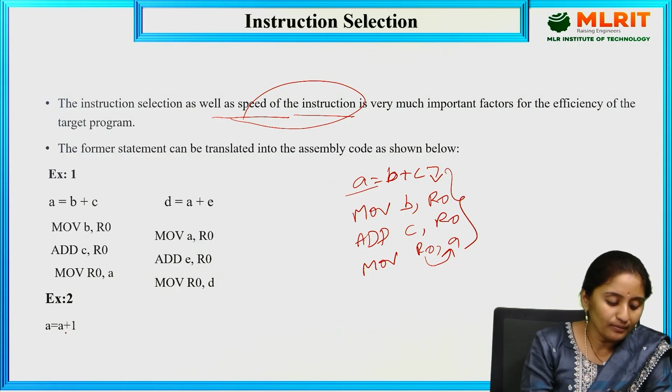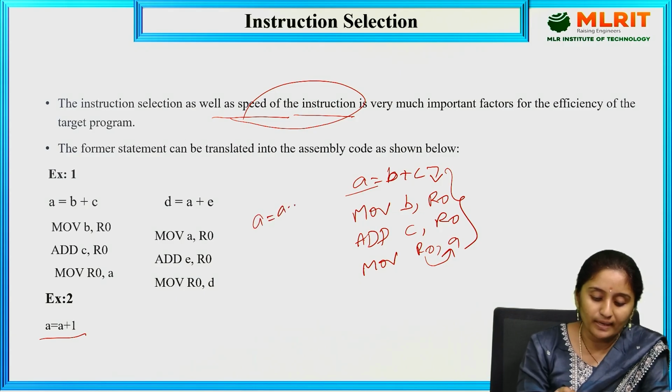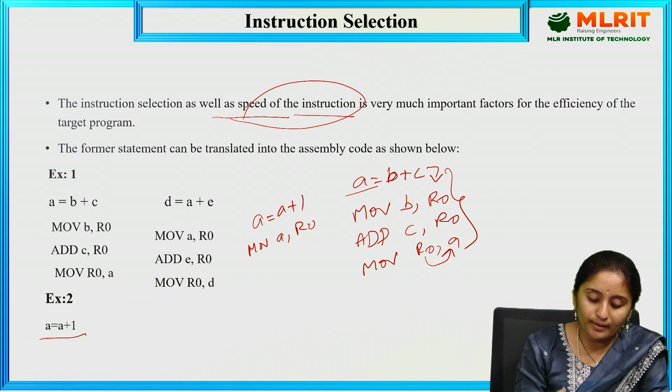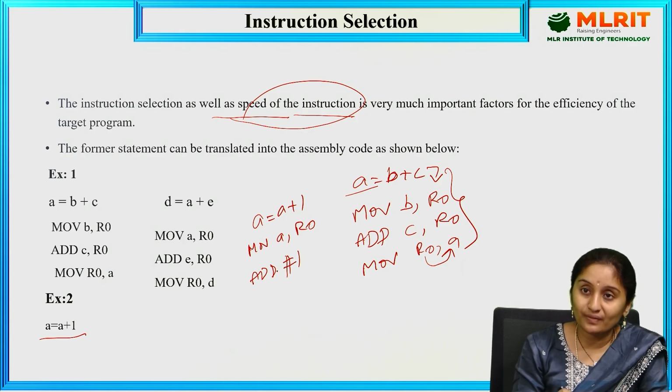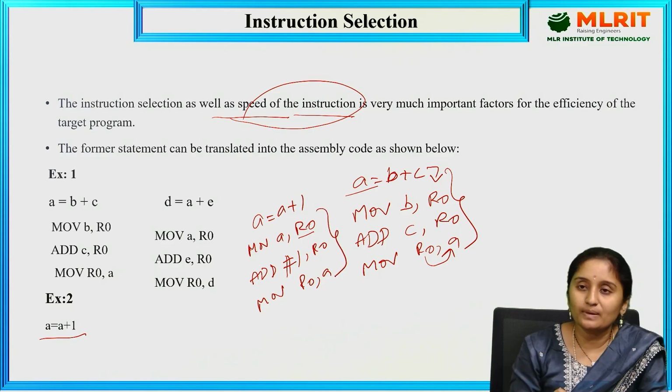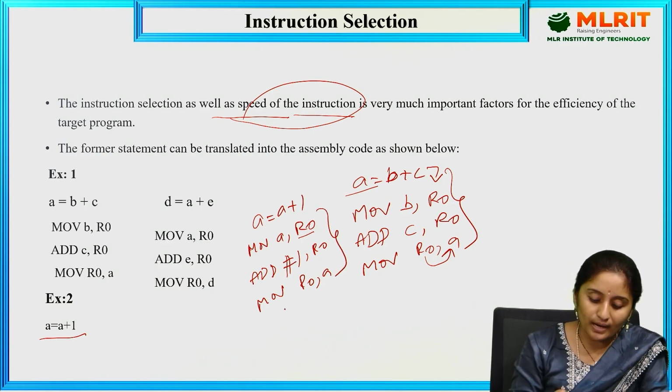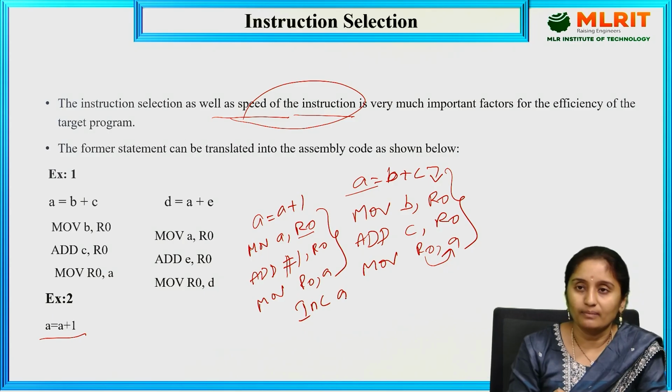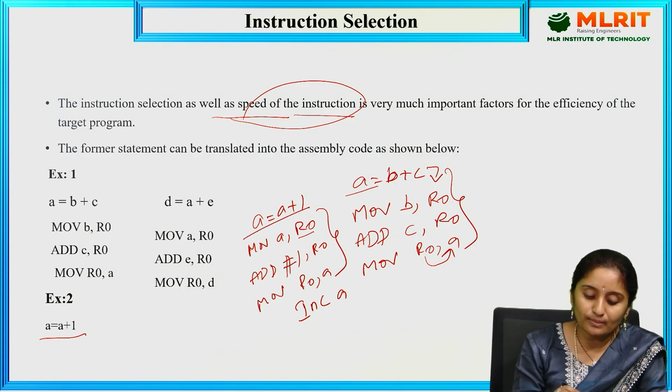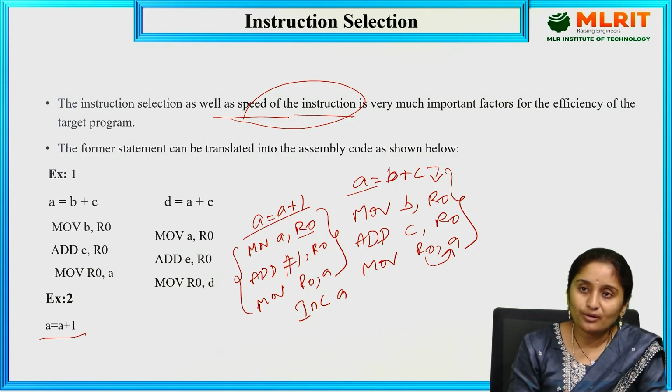Here let me take one more example: A equal to A plus 1. Move A comma R0. The next one is 1, so nothing but add; as it is a 1, I can represent it with a hash comma, and it is stored in R0. Now move R0 comma A. These three statements I can also write using increment A. The assembly code for this single statement is this. These are the three instructions which I got.